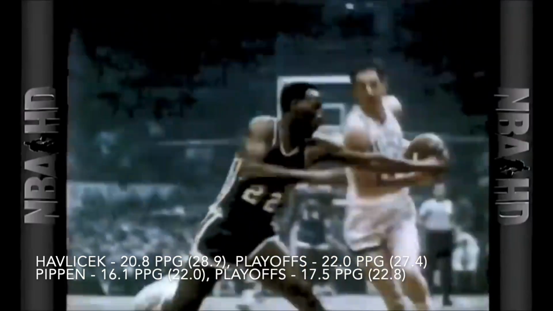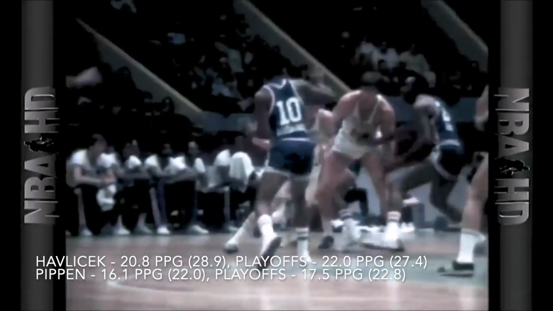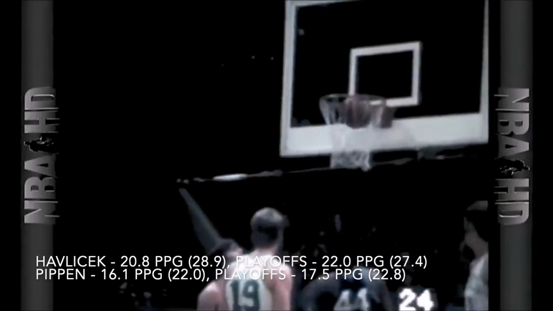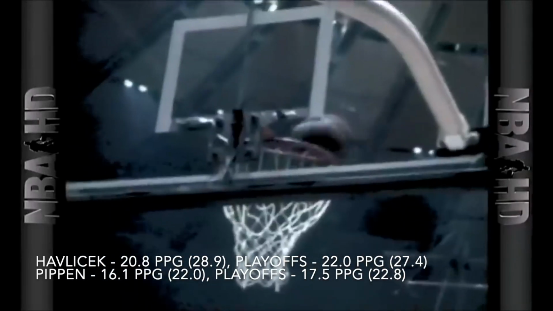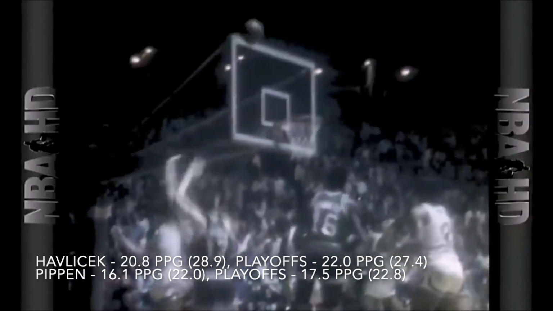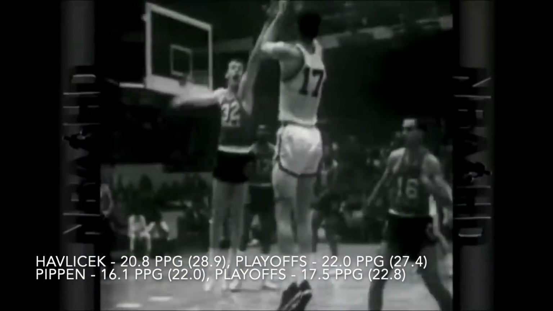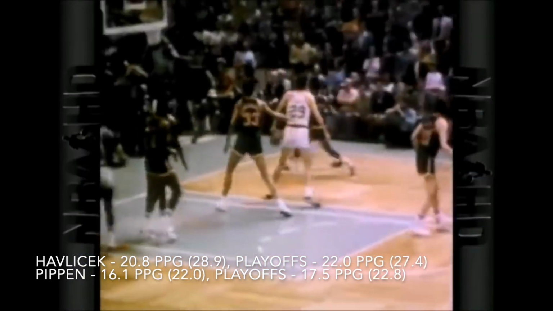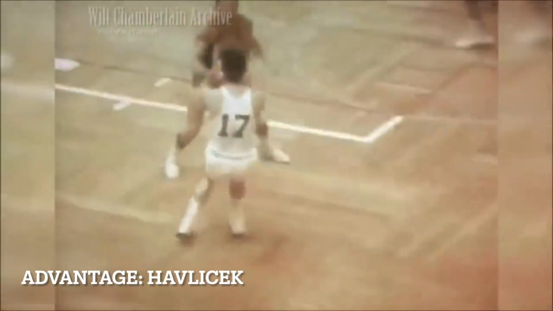John Havlicek, meanwhile, although not much of a close-range scorer or as athletic as Pippen in the interior, was mostly a mid-range scorer that at times filled his team's expectations as a primary offensive player. His career average of 21 points per game, peaking at 29 points per game in 1971, and playoff average of 22 points per game, peaking at 27 points per game in 1967-1972, attest to this. This category goes to Hondo.